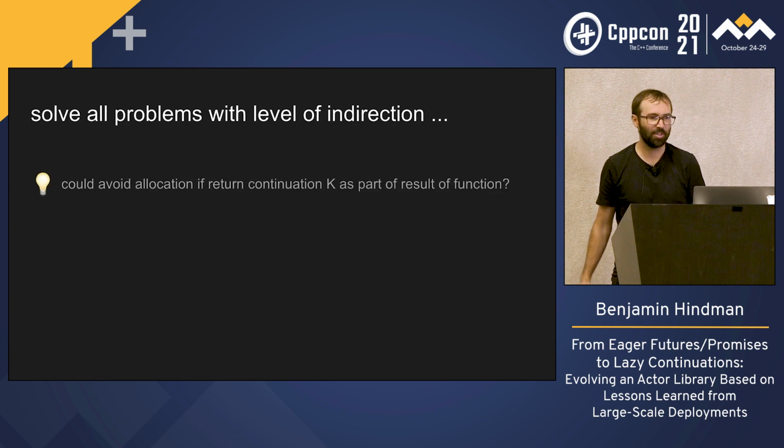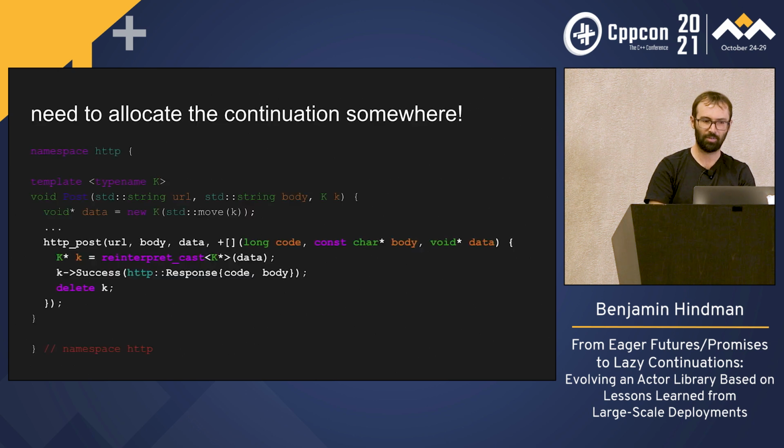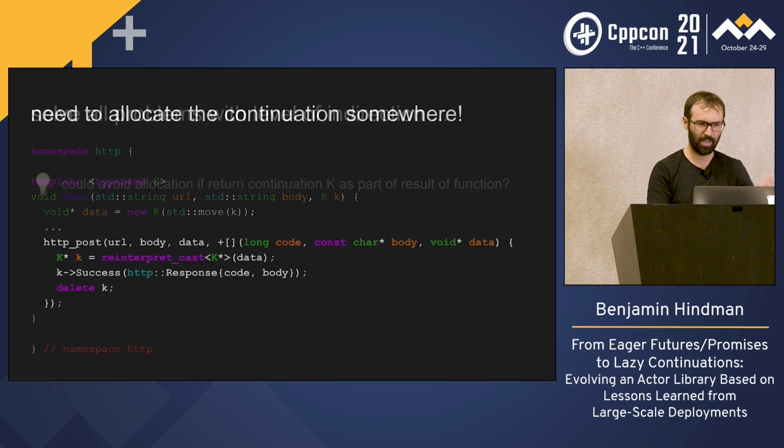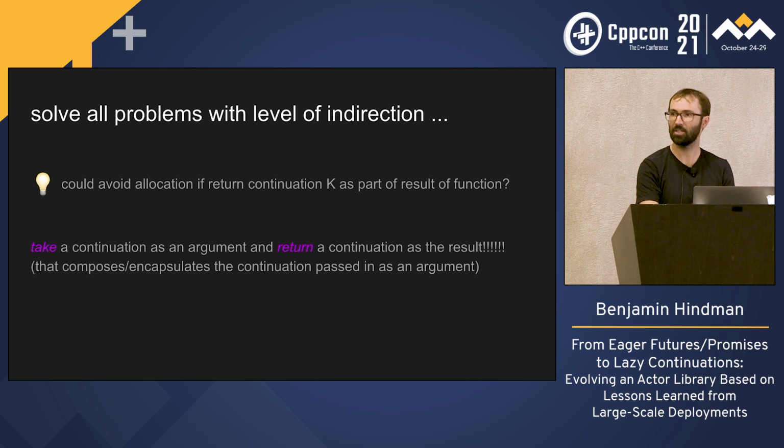And you solve all problems in computer science with a level of indirection, and at some point we got the idea, well, we could probably avoid the allocation if we returned the continuation k that we passed in as part of the result of the function. Like right now we're returning void. Maybe we could somehow actually make k be the thing we're going to return, and then maybe we won't have to allocate. So we could take a continuation as argument, and we could also return a continuation as the result. And that continuation that we return can compose or encapsulate the continuation that was passed in as an argument.